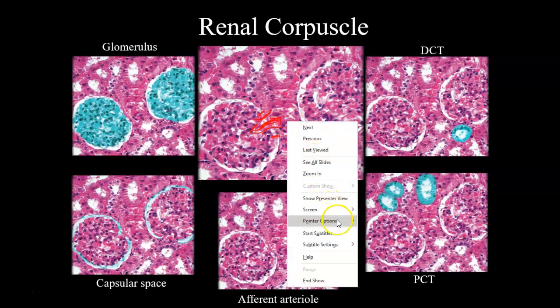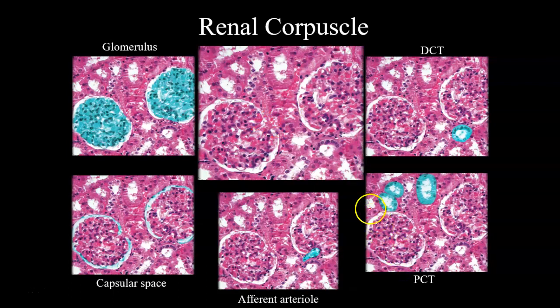Because there's blood vessels going through there, the distal convoluted tubule is going to hug right along those blood vessels. So this here is a distal convoluted tubule, just like we see right here. Distal convoluted tubule.